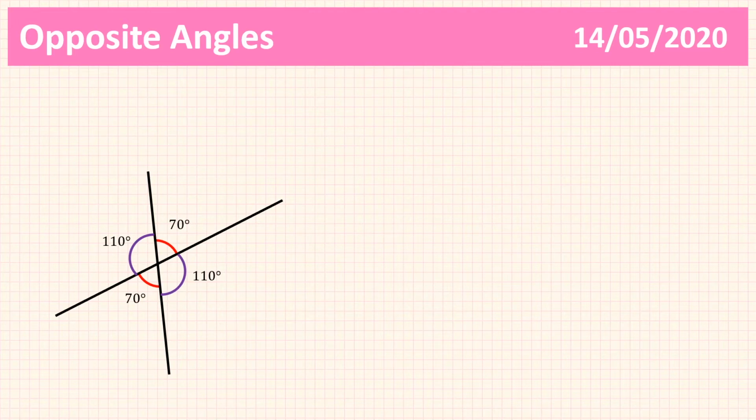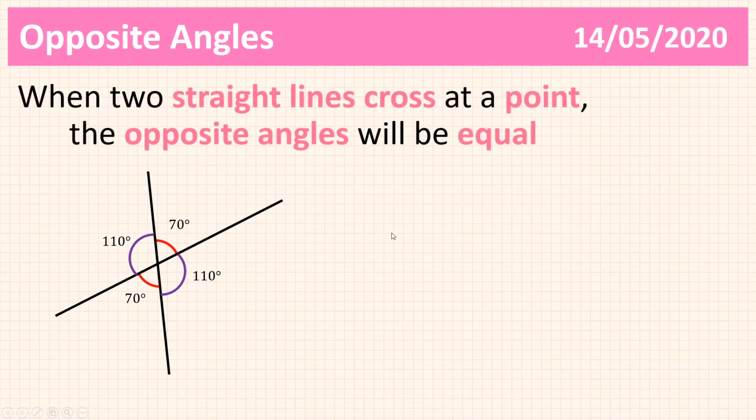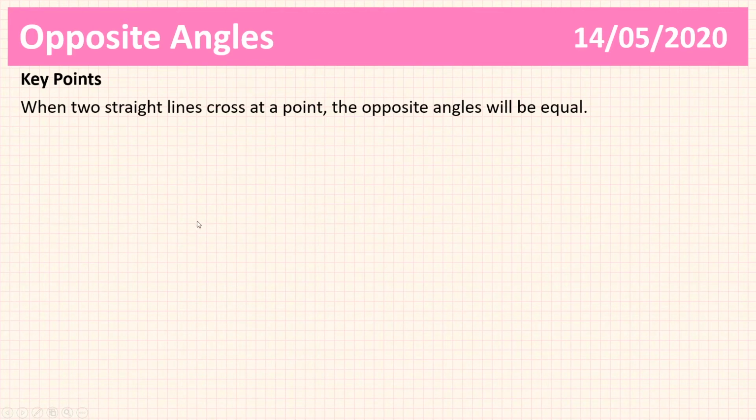Well, what you should have noticed is I've got a pair of 70s, so I've got two angles which are 70 and I've got two angles which are 110. And that's because of this amazing angle fact that we have, is when we have two straight lines that cross, two straight lines that intersect at a point, the opposite angles are going to be equal. So here we can see that 110 and 110, they're opposite and they're equal, and I've got 70 and 70 and they're opposite and they're equal. And we can see this in this diagram.